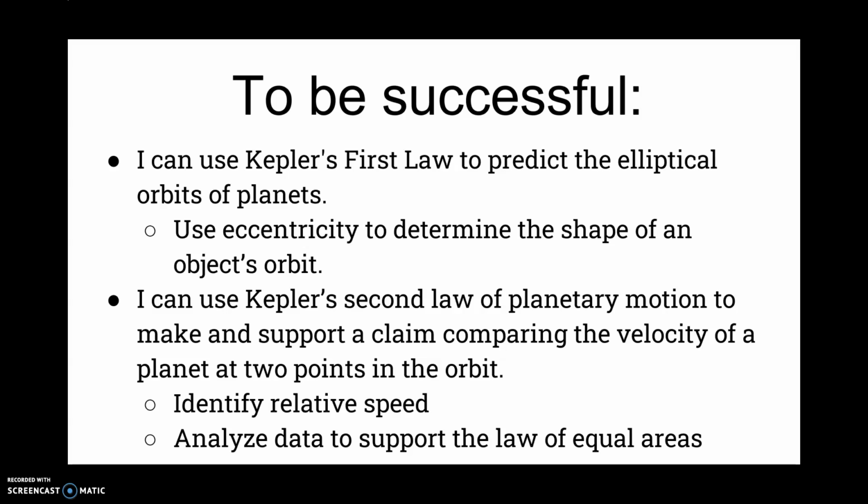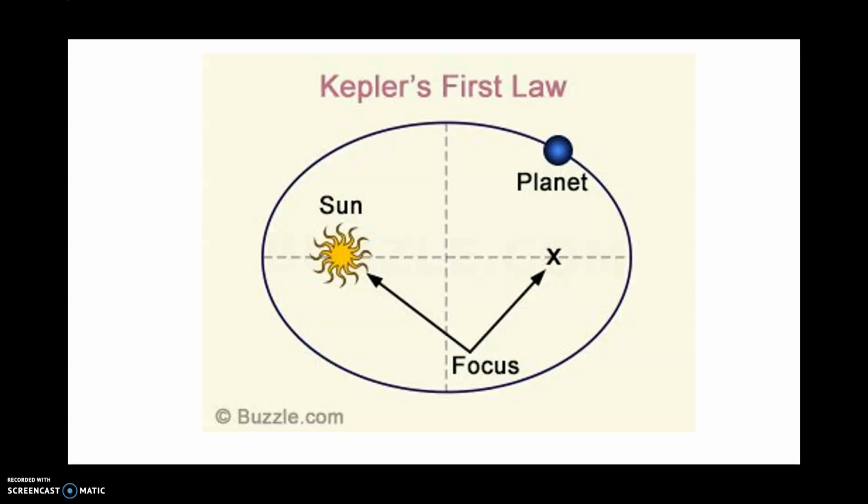So using eccentricity to determine if a planet's orbit is more or less circular and use that to determine the shape. And then also we need to be able to use Kepler's second law to compare velocity at different points in the orbit. So identifying the relative speed based on the planet's position, and also using data to support the law of equal areas and to be able to explain what is happening at different places in the orbit. So we're going to start with Kepler's first law.